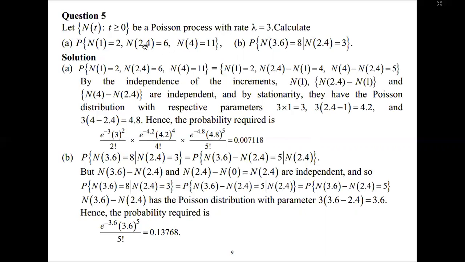Then we'll do this minus this. 2.4 minus 1, and the events will be 6 minus 2, which is 4. Then this minus this will give you 5 events. So once you do that, you get mutually exclusive sets. Then when you find the probability, you can add them. So here, how many events? 2 events. Here, 4 events, and 5 events.